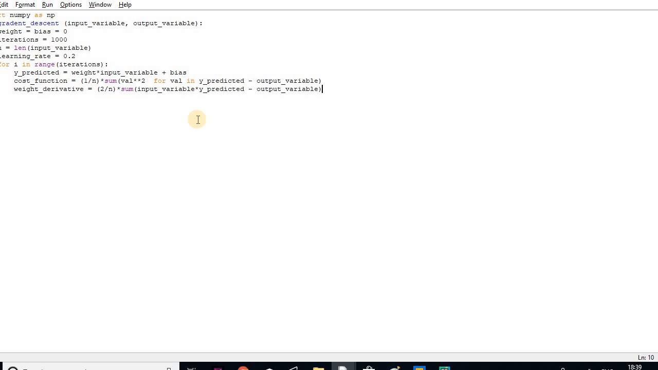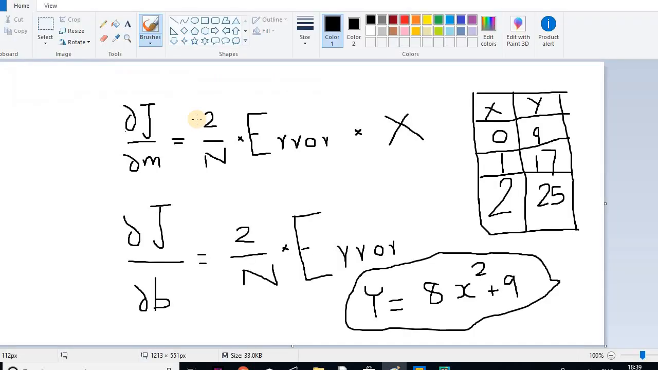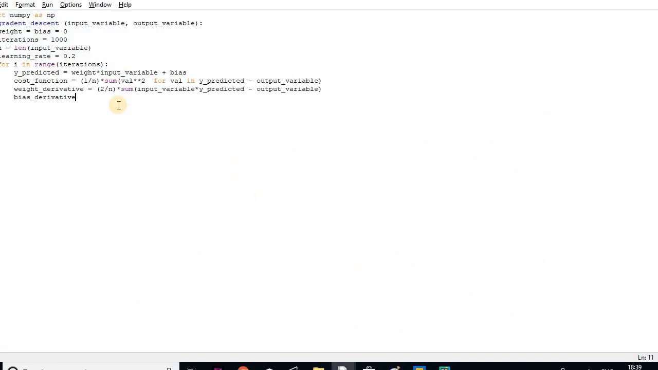Now you need the bias_derivative. So I am going to write bias_derivative. That one should be the same thing, but you won't get the input variable in this formula. In the formula we derived, this x, the input variable, is not there. So the same thing without the input variable. In the previous equation you need to understand, you need one more bracket here. Am I right?